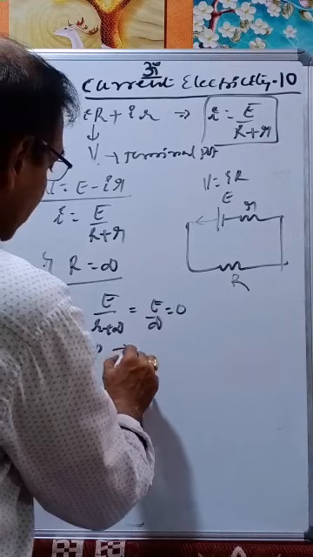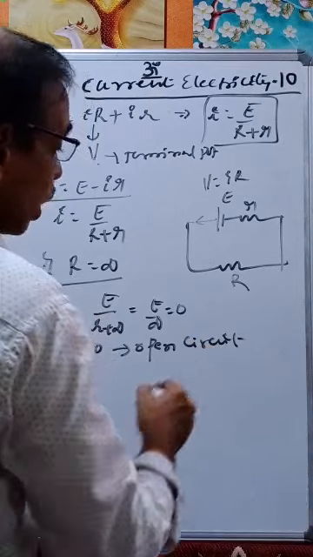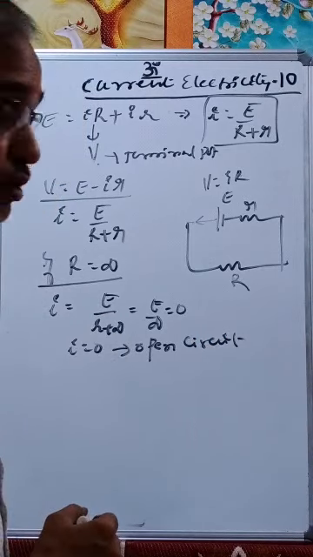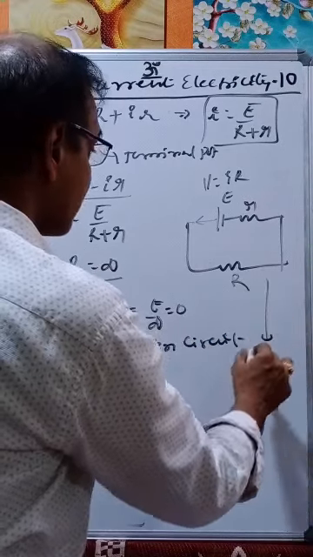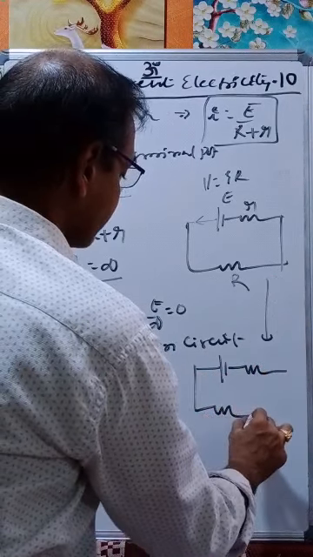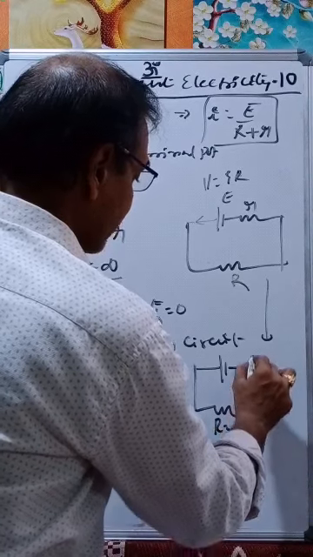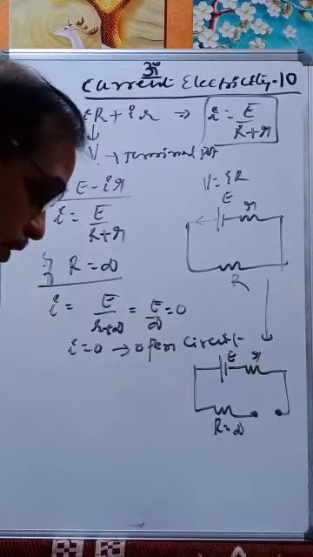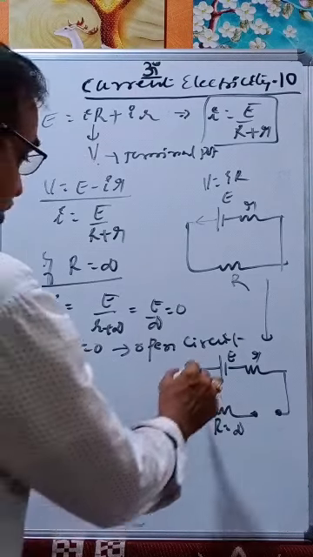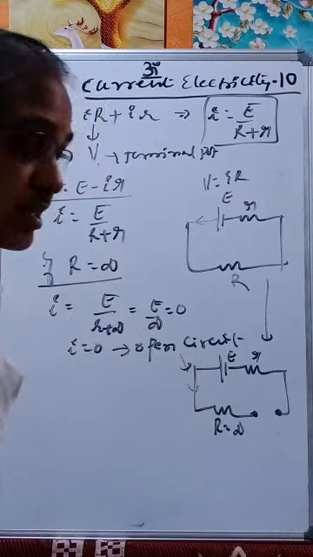When current I is equal to 0, we call it an open circuit. It can be written as R equal to infinity, with internal resistance small r and E. The circuit is an open circuit.